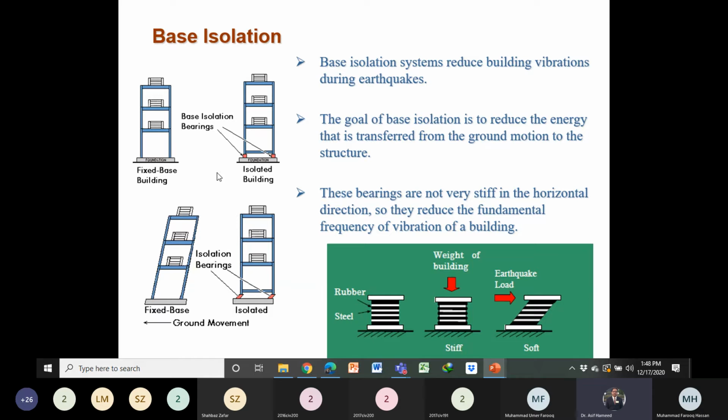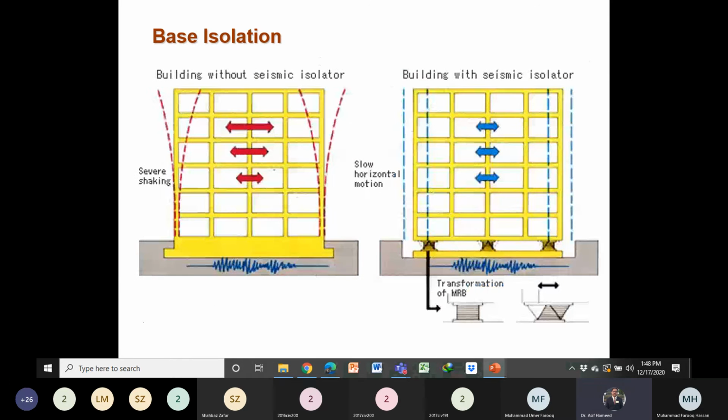I will show you one video and then you can see how the structure will behave during the earthquake when the base is isolated. You can see here during an earthquake, there will be vibration of the structure when the base is fixed, but when the base is isolated from the ground, then the structure will move as a whole. As the structure will move as a whole, there will be no vibration and there will be no damages. Our damages can be reduced because of these isolators.